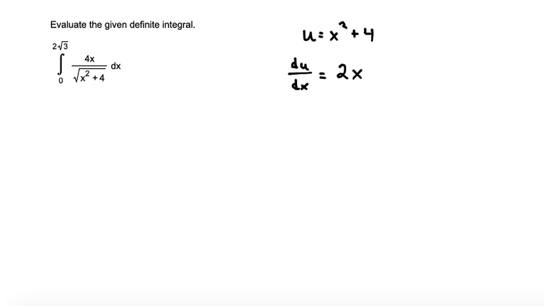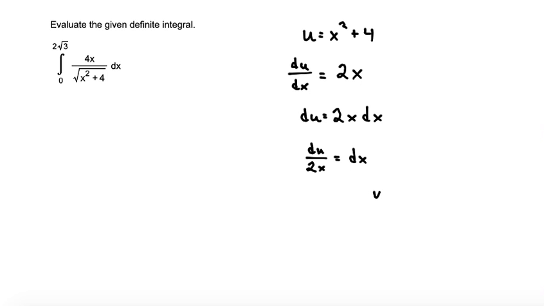So we multiply both sides by dx to get du is equal to 2x dx. And divide both sides by 2x to solve for dx. That is, du over 2x is equal to dx. Then, because we have a definite integral, we need to find our new u values.